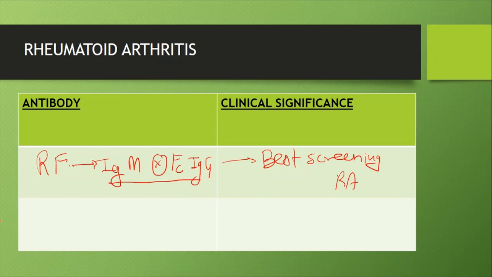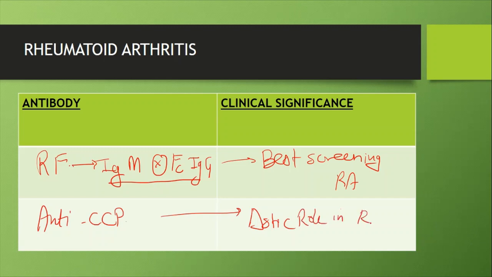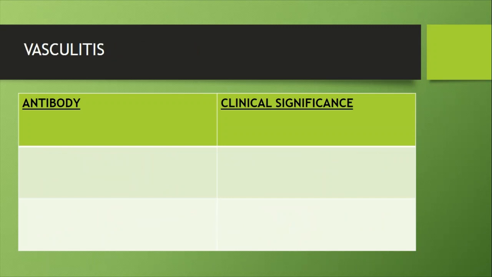Next, we have the anti-CCP, that is anti-cyclic citrullinated protein antibody. This has the diagnostic role in rheumatoid arthritis. This is most specific and is having a diagnostic role in rheumatoid arthritis.